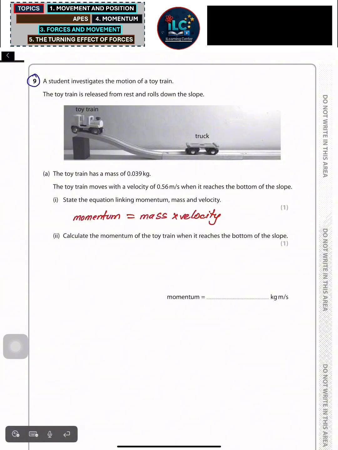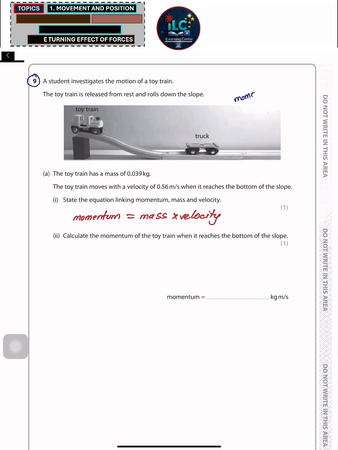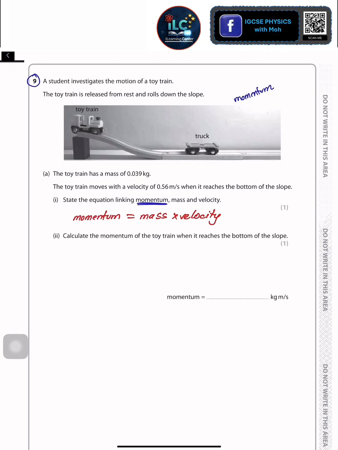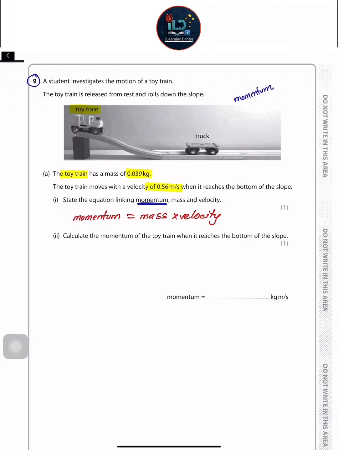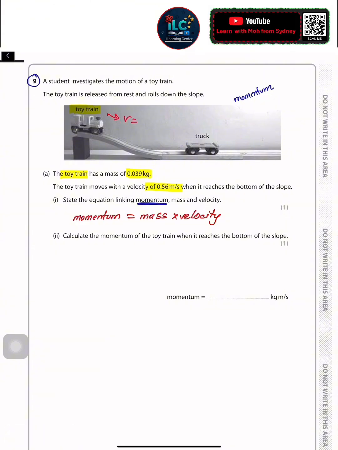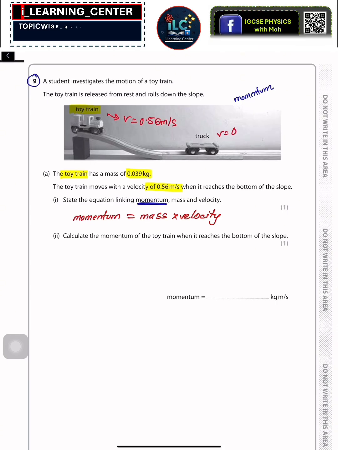The next question from the same year is number 9. This question is about momentum. For momentum, we have already seen a few questions. Here the first question asks you simply that momentum is equal to mass times velocity. I have noted down some important things: this toy train here has a mass of 0.39 and a velocity of 0.56. That means this one moves with a velocity of 0.56 meters per second, and this truck here is at a speed of 0 because it's not moving, it's released.